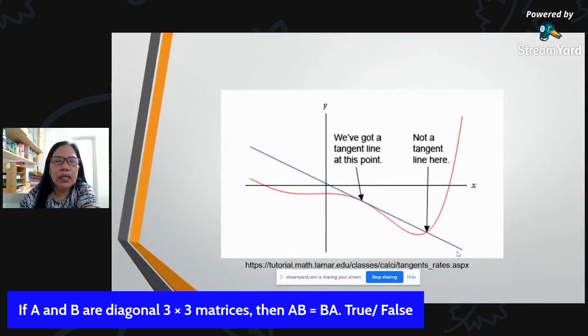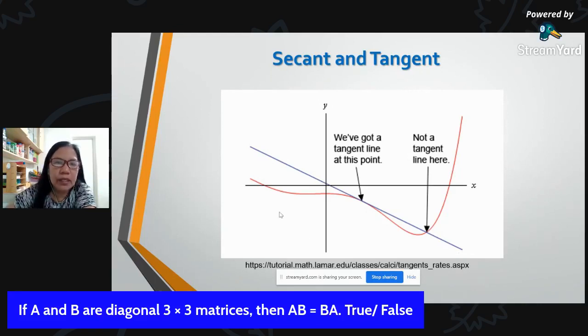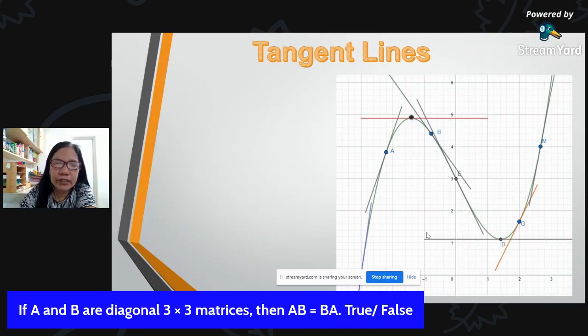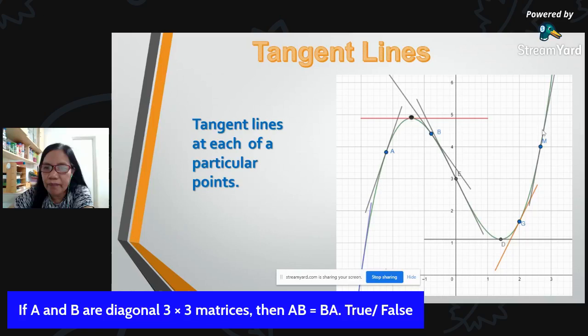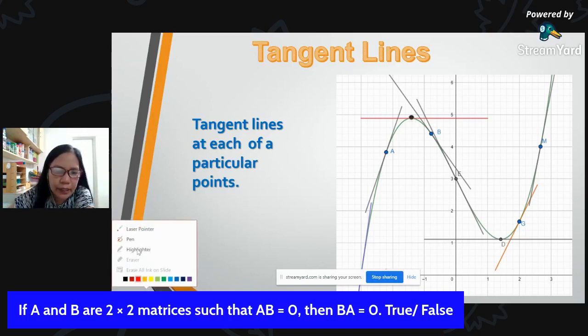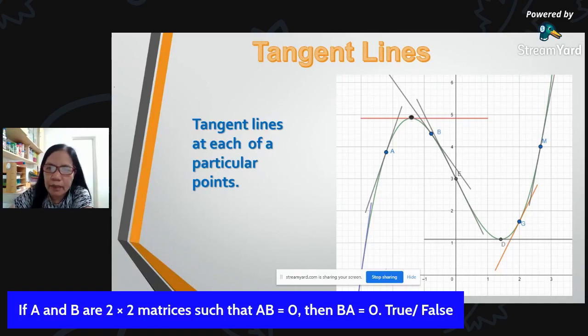So what about the secant and tangent to a curve? Let us consider this curve, the red one, and this point. We have a tangent line at this point, and at the second point, not the tangent line here. So what does it mean? Let us consider the graph of a function indicated by this curve. So we have point A, point B, point E, point D, and point G on the curve. And let's take this as point C.